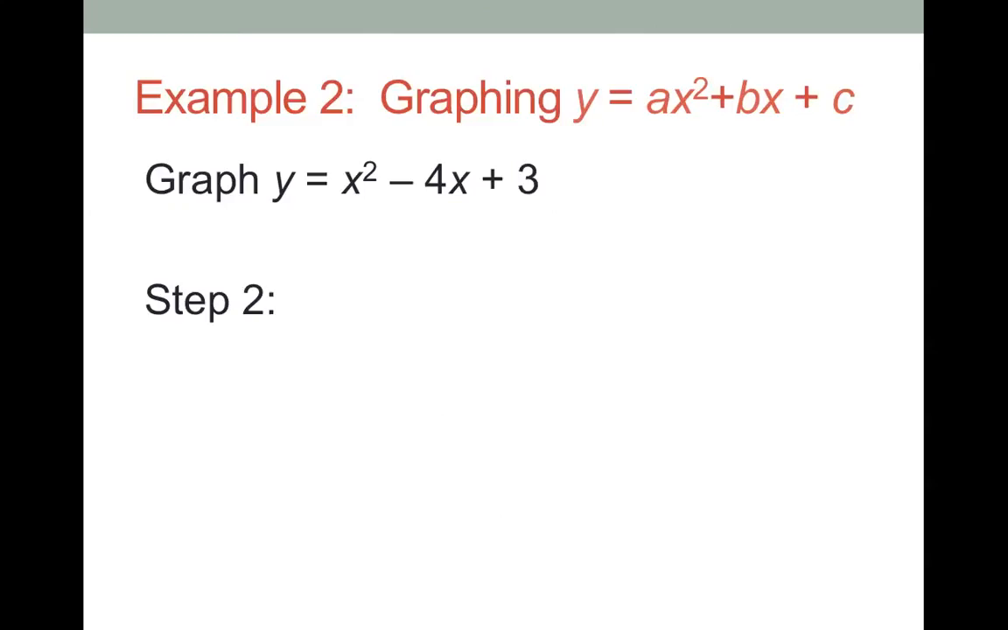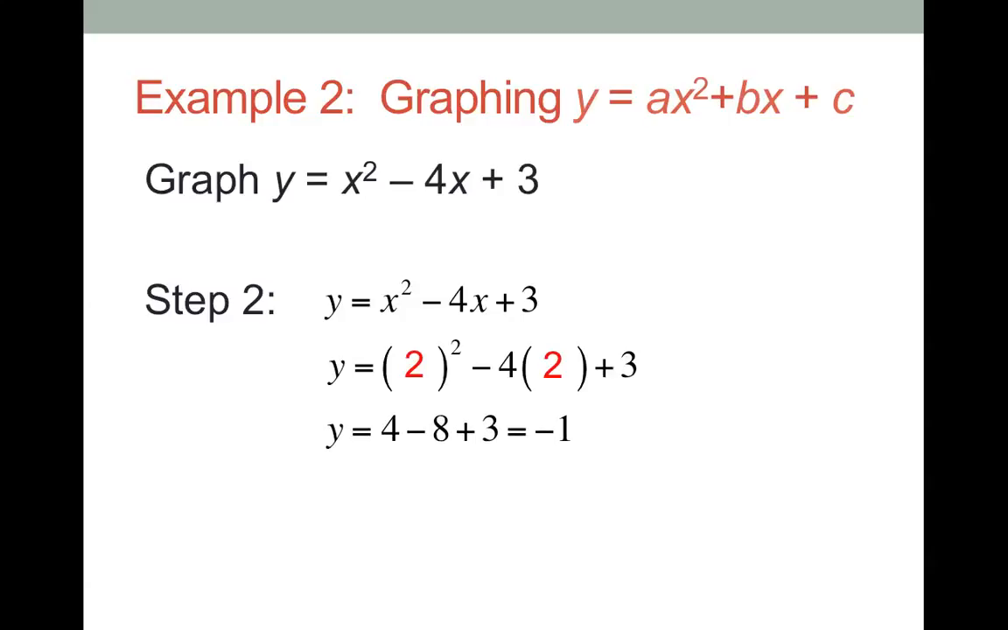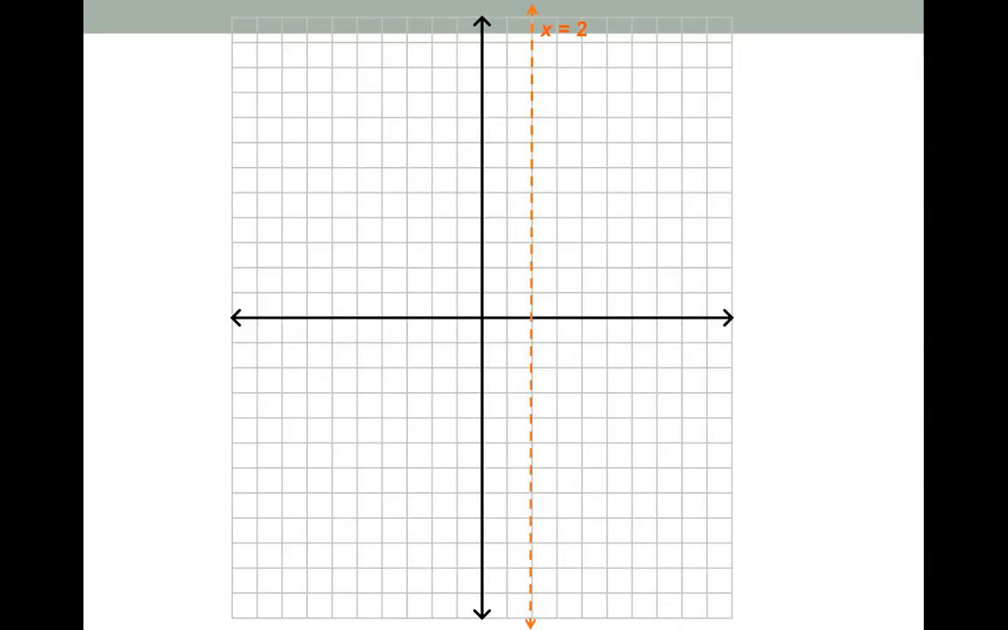Now we can go to step 2, which is to take that 2 value and substitute it into our equation to find the corresponding y value. So when we substitute it in, we end up with 4 minus 8 plus 3, which gives us a negative 1. So now we have the vertex of our parabola, which is at (2, -1). So we can go to our graph and draw that in. And again, it's a good idea to label that because that's often asked for in the problem.